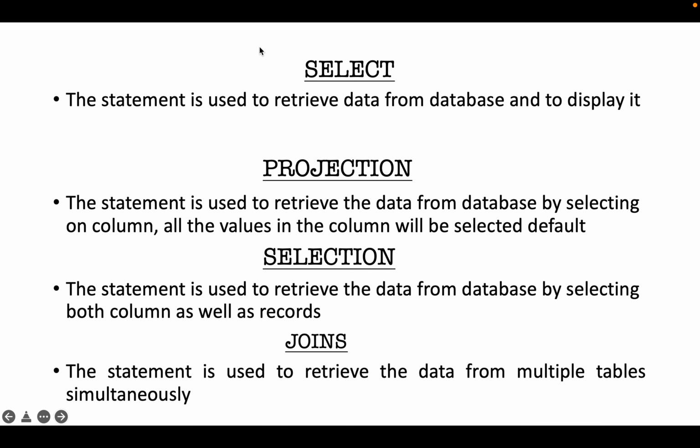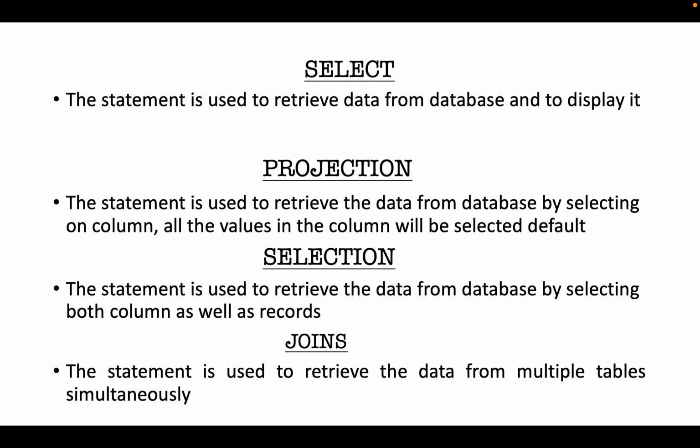First is select. This statement is used to retrieve data from the database and display it. Its job is only to retrieve the data and display it. That's all. And the next is projection. This statement is used to retrieve data from the database by selecting columns. All the values in the column will be selected by default. So this is used to retrieve data from the database by selecting specific columns, and all the values in the selected columns come by default. So select only columns.